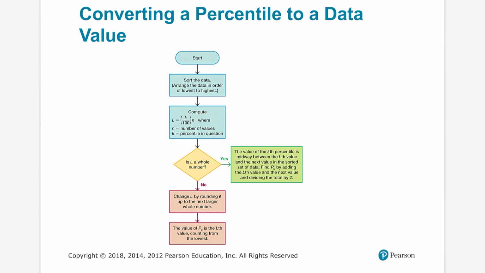And then after you find L, you're going to ask yourself, is L a whole number? If L is a whole number, you are going to follow this direction. If L is not a whole number, you're going to follow this direction. If L is a whole number, the value of the K percentile is midway between L and the next value. If L is not a whole number, we are going to round it up to the next whole number, and that is the location for your percentile.